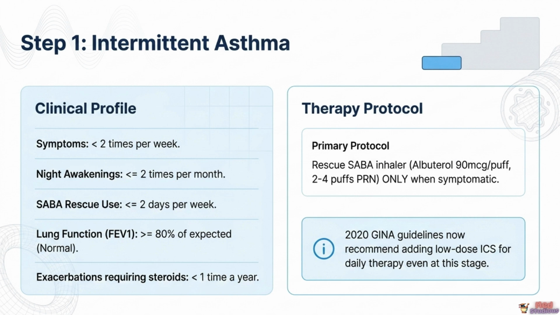For this group, the primary therapy is simple, a SABA rescue inhaler. Albuterol 90 micrograms per puff, 2 to 4 puffs as needed, used only when symptomatic. No daily controller is required by classical NAEPP guidelines. However, the 2020 GINA update made an important recommendation. Even at this step, adding a low-dose inhaled corticosteroid for daily preventive therapy should be considered because even mild asthma carries an underlying inflammatory component that benefits from suppression. This is a nuanced and testable GINA update.